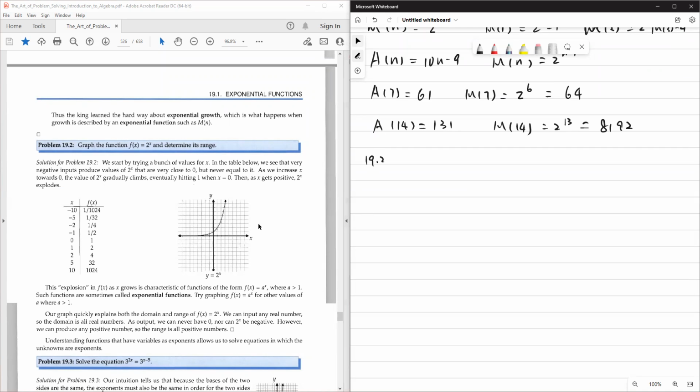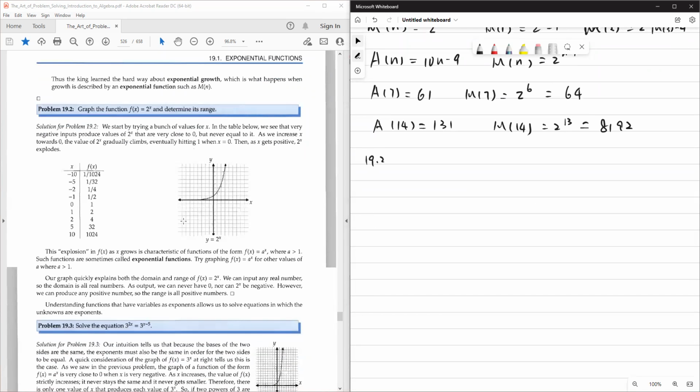Okay, all right, so I think we have time to do another problem. Graph the function f of x equals 2 to the x power. By the way, I want to point out this is not a polynomial. This is an exponential function. Determine its range.